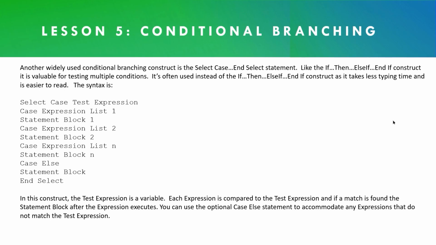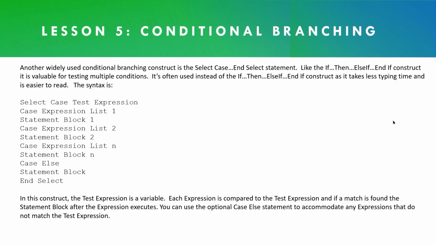So I mentioned that the if then, else if, end if construct is valuable for testing multiple conditions, but it's limited in how many conditions it can test. An alternative to that is a different construct, also another conditional branching one, known as select case. It's the select case in select statement. So I have the syntax on the screen here. Again, this is for your future reference. I'm going to walk you through this.